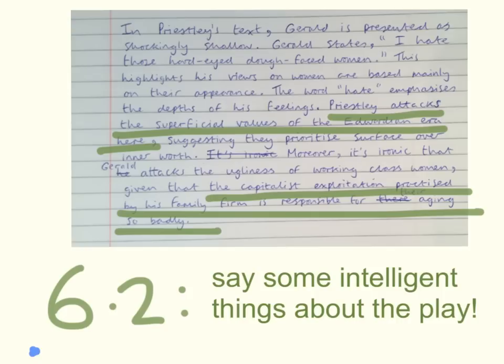6.2. This bit of mark criteria said you need to say some intelligent things about the play. And my goodness, I do that. I talk about Priestley attacking the shallow values, the superficial values, of the Edwardian era. And also I've implied that it's ironic Gerald attacks the ugliness of the working class because the capitalist exploitation that he practices makes them so ugly.